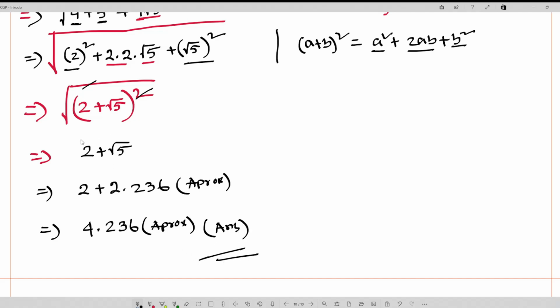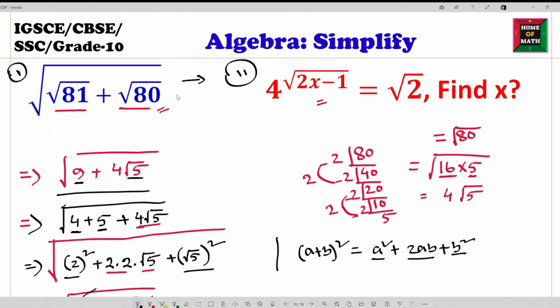If you want, you can stop here. This is also the right answer. Hope you clear this one. This is very important math for grade 8 to 10, especially IGCSE, CBC and SSC examination. So number 1 done. Now number 2, let's start.